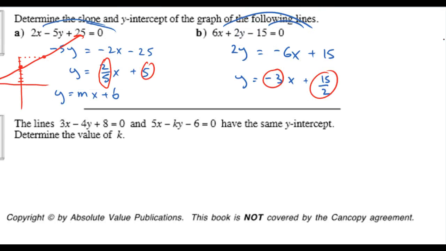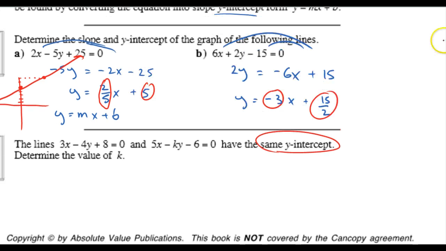Let's look at example number 3. The line 3x minus 4y plus 8 equals 0, so that's the general form, and this other line, 5x minus ky minus 6 equals 0, have the same y-intercept. That's a key piece of information. Determine the value of k. Okay, we have this unknown value of k here. Because they have the same y-intercept, what I need to do first is find the y-intercept from this equation over here.